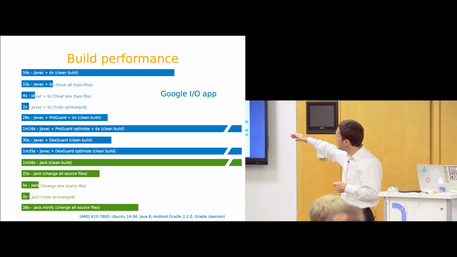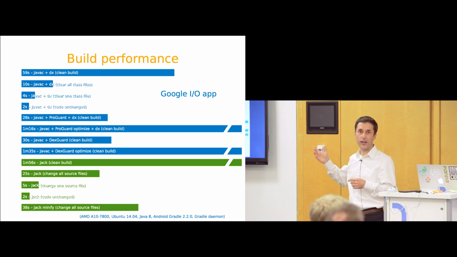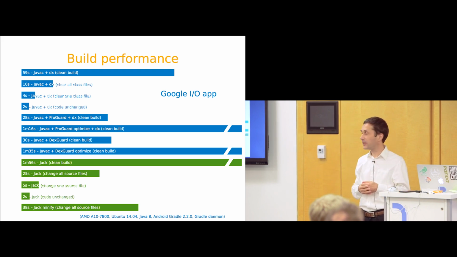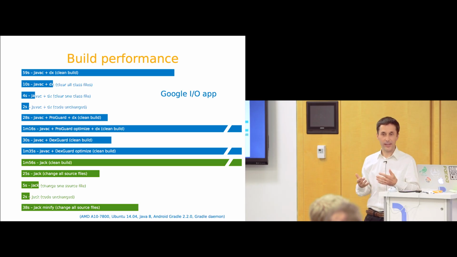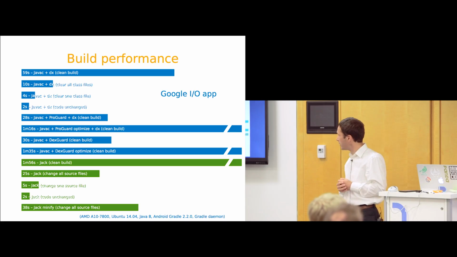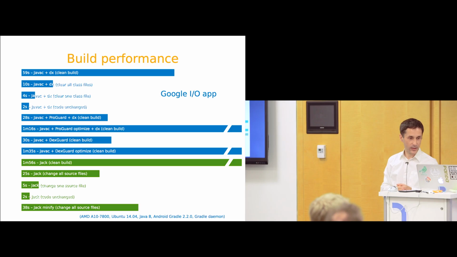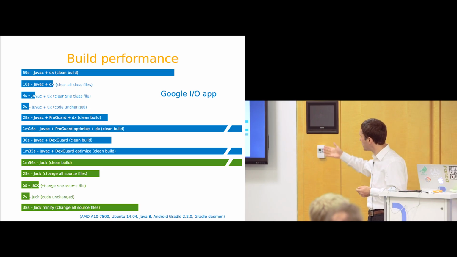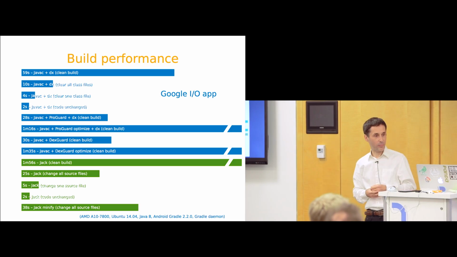Maybe somewhat surprising here is that the Jack compiler isn't faster than the traditional tool chain. So that's something that they're constantly working on, I'm sure, but at this point, the build process isn't faster yet. And then the final line here is where I also applied minification in the build process. And that, again, just like with ProGuard, takes some more time.